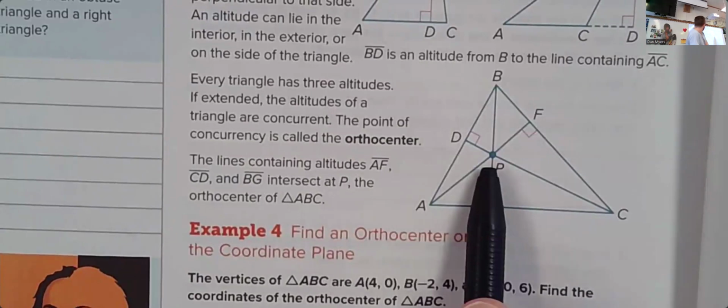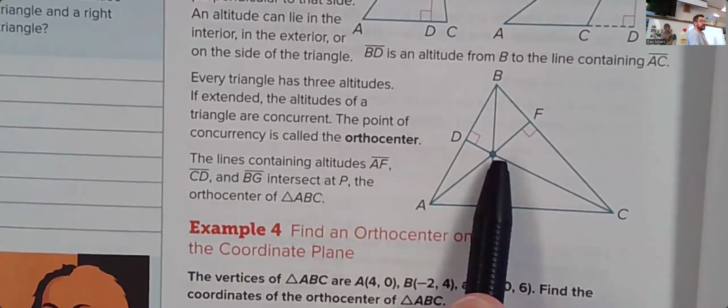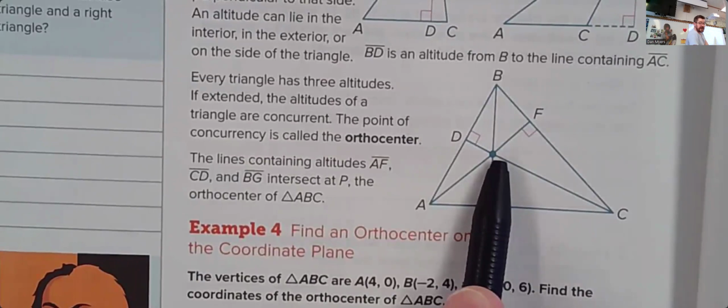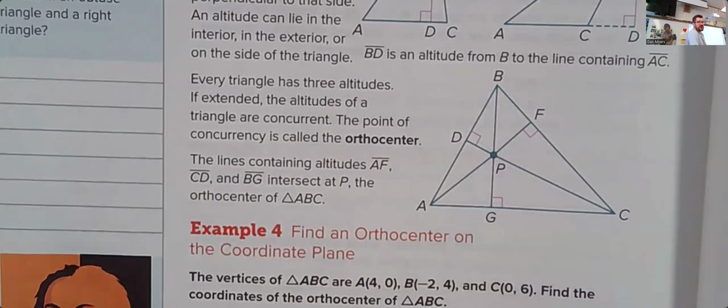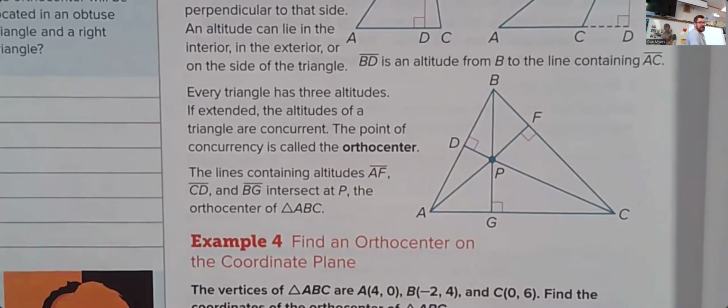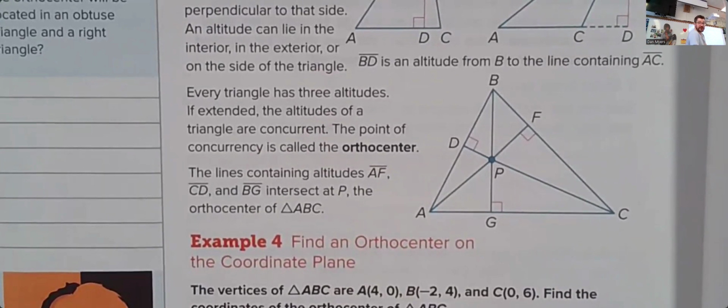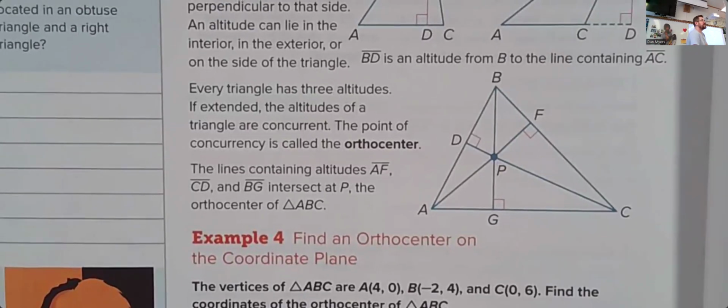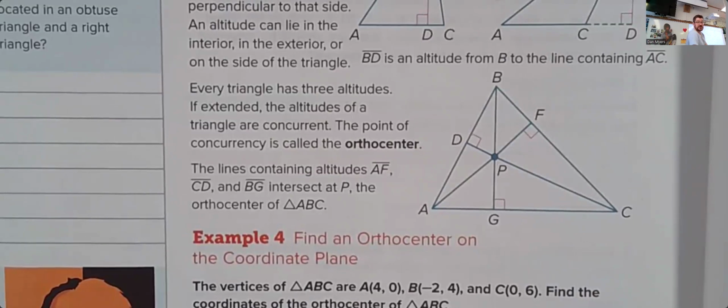That would be point P here. The point of concurrency is called the orthocenter. So P is the orthocenter. Yesterday, the point of intersection of the medians was called what? The centroid, yes. The week before spring break, the point of concurrency for the angle bisectors was called the incenter. And then the first lesson, going back to lesson 6.1, the point of concurrency for the perpendicular bisectors was called the circumcenter.